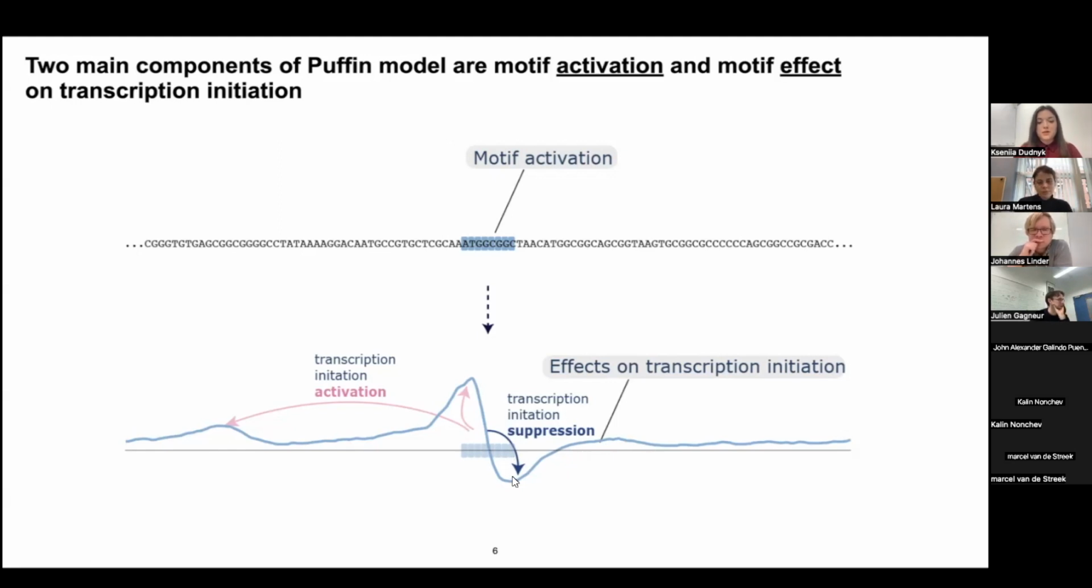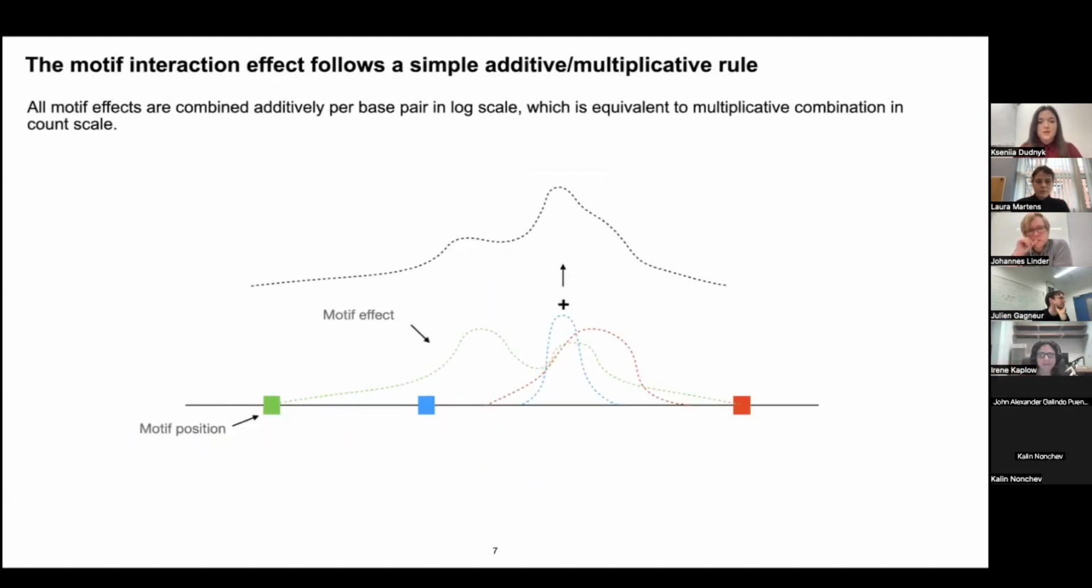For example, here, this motif will activate transcription initiation right upstream, and then it will also activate transcription initiation further upstream, but it suppresses transcription initiation right downstream. So this is how Puffin represents the effect of every individual motif. But another important question: how does Puffin represent the effect of several motifs, or interaction between the motifs?